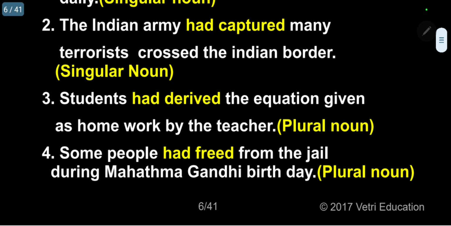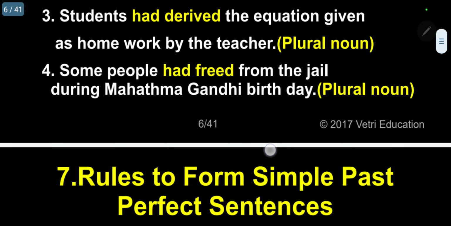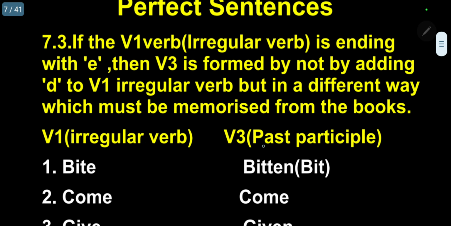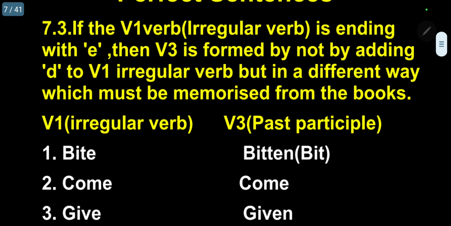Now, students had derived the equation given at home, given as homework by the teacher. Plural noun. Some people had freed from the jail during Mahatma Gandhi's birthday. Plural noun. So this is the most important. So the examples I have given. Let me go for the next rule, 7.3.